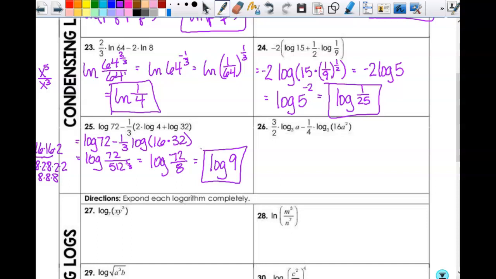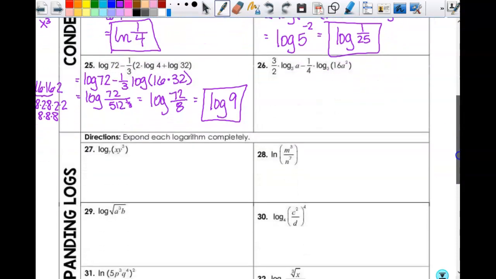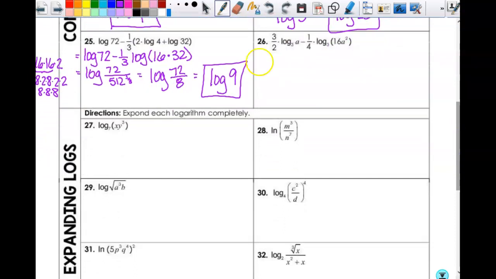All right, so here we are subtracting. So we are going to end up with division. So this is going to give me the log base 3. In the numerator, I will have a to the 3/2 power divided by, well, this will be 16 to the 1/4 power times a to the, what's a to the what power? What's the exponent? 1/4. 1/2. Okay, 1/2.